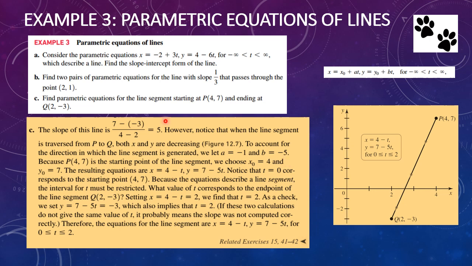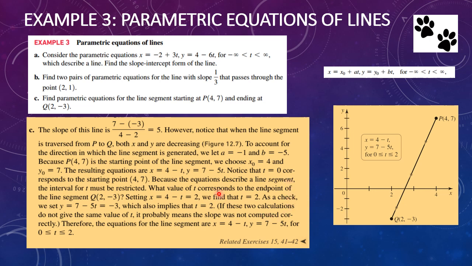So b would be negative 5, and a would be negative 1. We could also do 5 over 1, but again, this describes the behavior of the graph better. So then, as we said, (4, 7) is the starting point. We're going to use 4 and 7 for x sub 0 and y sub 0. And thus we get the two resulting parametric equations, x equals 4 minus t, and y equals 7 minus 5t, plugging in the values for a and b into the general parametric equations.